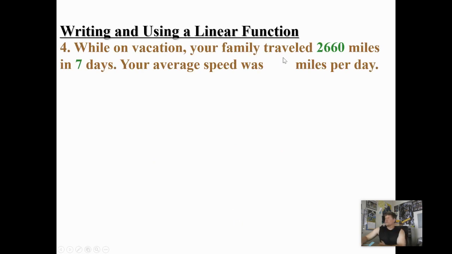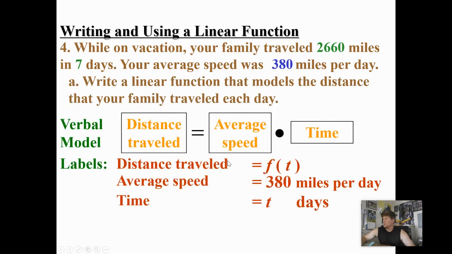While on vacation, your family traveled 2,660 miles in 7 days. Your average speed was 380 miles per day. So again, write that model. We've got our same model as before with that distance traveled still as f of t. Our average speed this time is now 380, and our time is still t. Plugging all that stuff together, I've got f of t equals 380 times the time t.